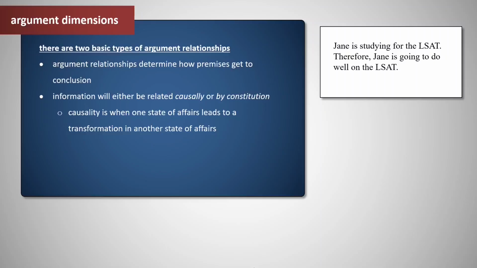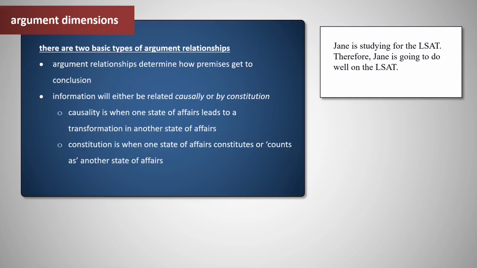So this is a causal argument because the fact that Jane is studying, that transforms her score or that transforms her performance. You can think of it that way. So it's a question of one factor or one state of affairs, as I say, leading to a transformation. It changes something else. In this case, it changes Jane's performance. Her preparation changes her performance. So this is a causal relationship. Now, a constitution is one state of affairs constitutes or counts as another state of affairs. So this is a constitutive relationship.